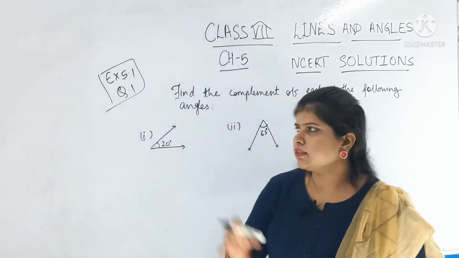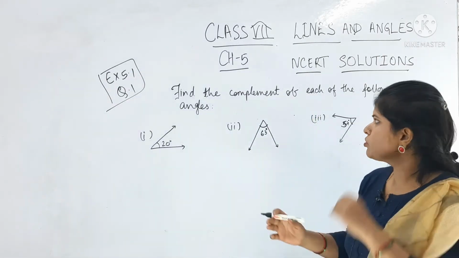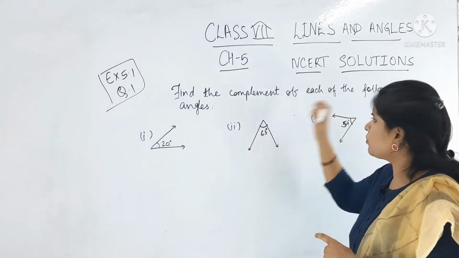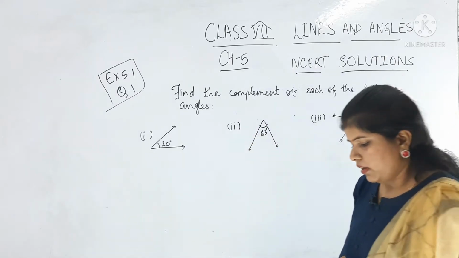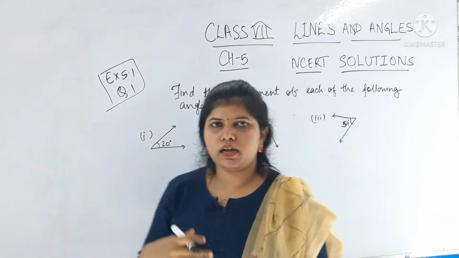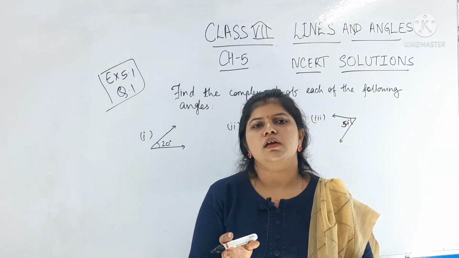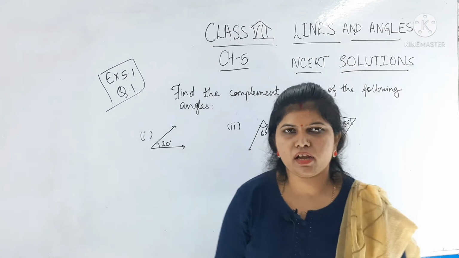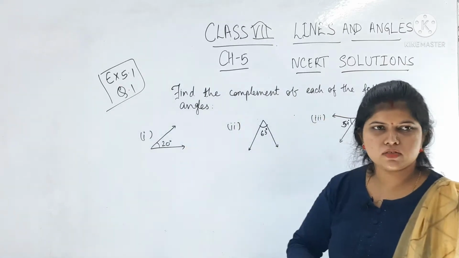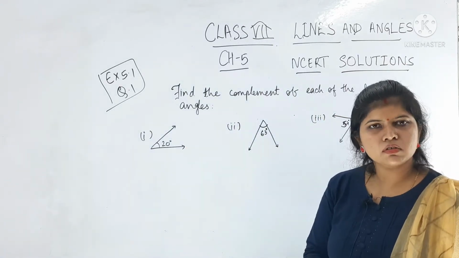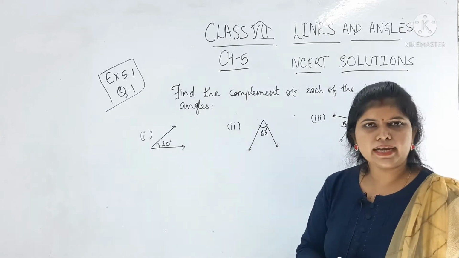So here this is question number 1. Find the complement of each of the following angles. In my introduction video I had explained about complementary angles. Two angles whose sum is 90 degrees are complementary angles. So we have to find the complement of this one. We just have to subtract from 90 degrees.